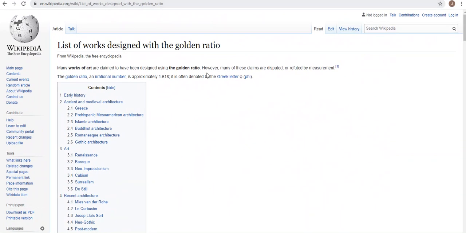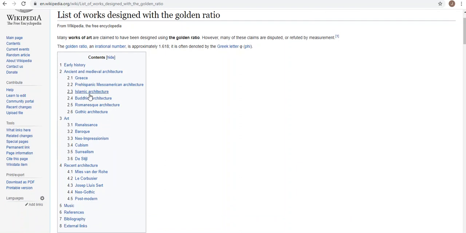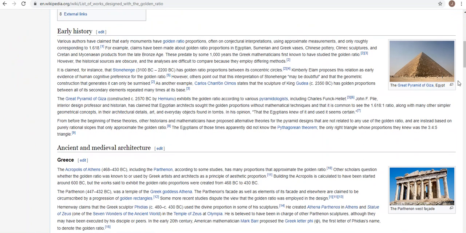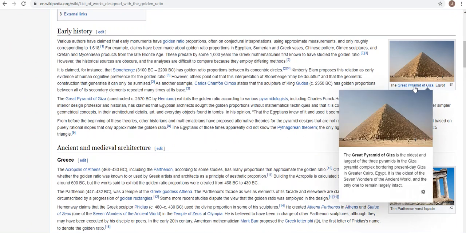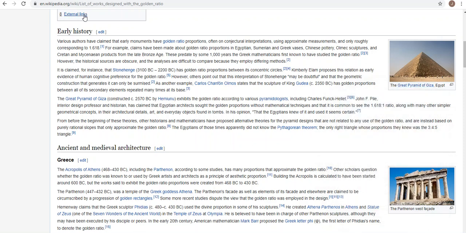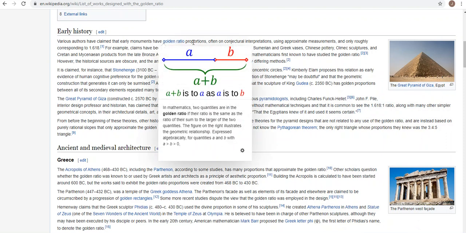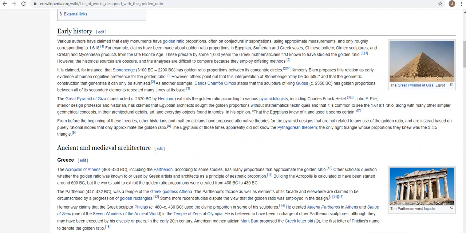So early history, they talk about ancient and medieval architecture, and in Greece and Mesopotamia, Islamic architecture, Buddhist architecture, Romanesque. So it seems like, early history, there's a lot involved in architecture, like the Great Pyramid of Giza in Egypt. So these are thousands and thousands of years old. And they supposedly talked about this proportion.